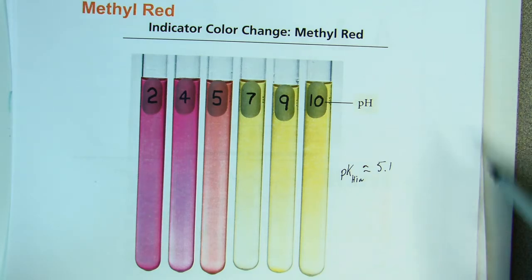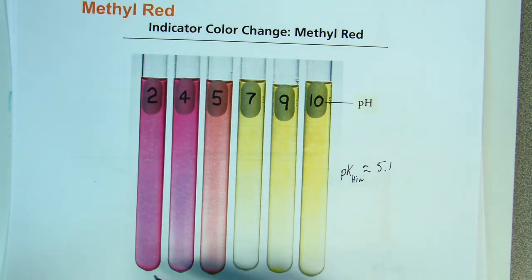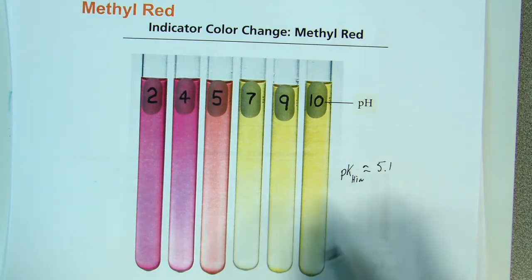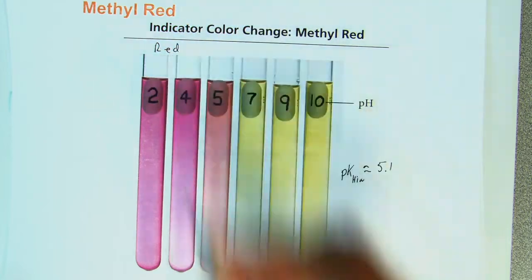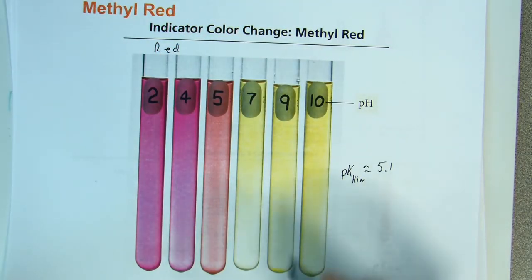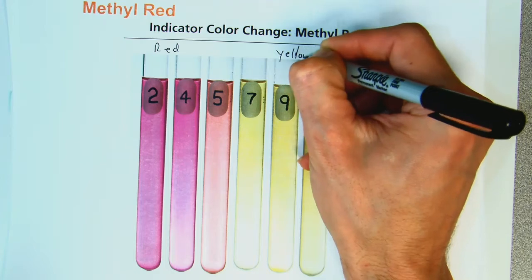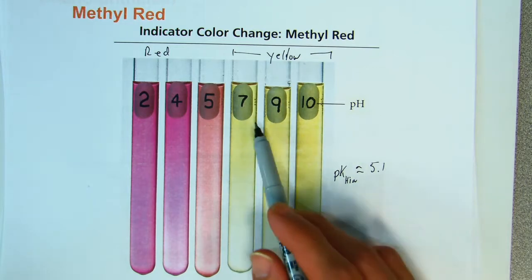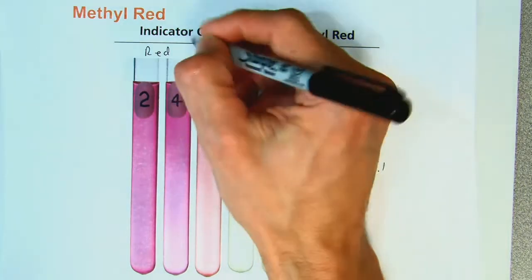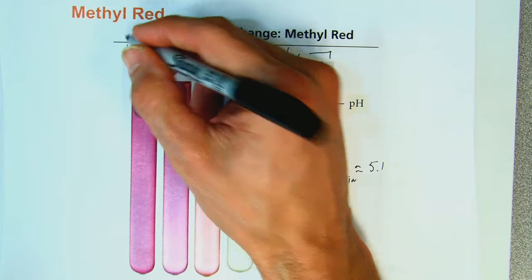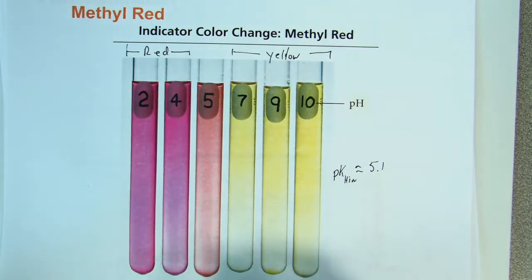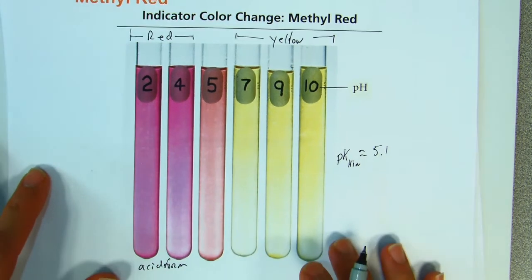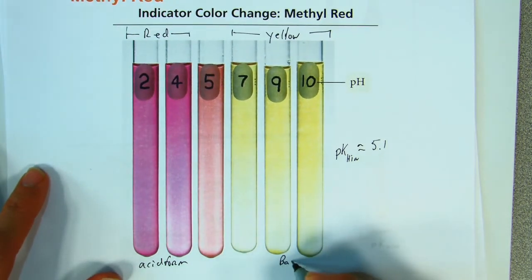So, I'm looking at this, and we see at very low pHs, 2 and 4, way below this pKHIn, we have a very red colored solution. And then at much higher pHs, where we're above the pKHIn, the dye is completely yellow, isn't it? So we do indeed see this transition from red to yellow, from the acid form to the base form.